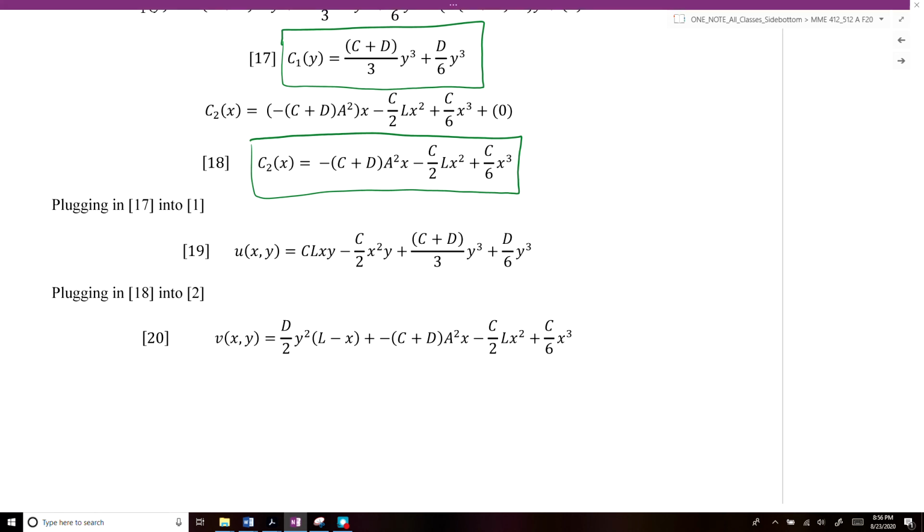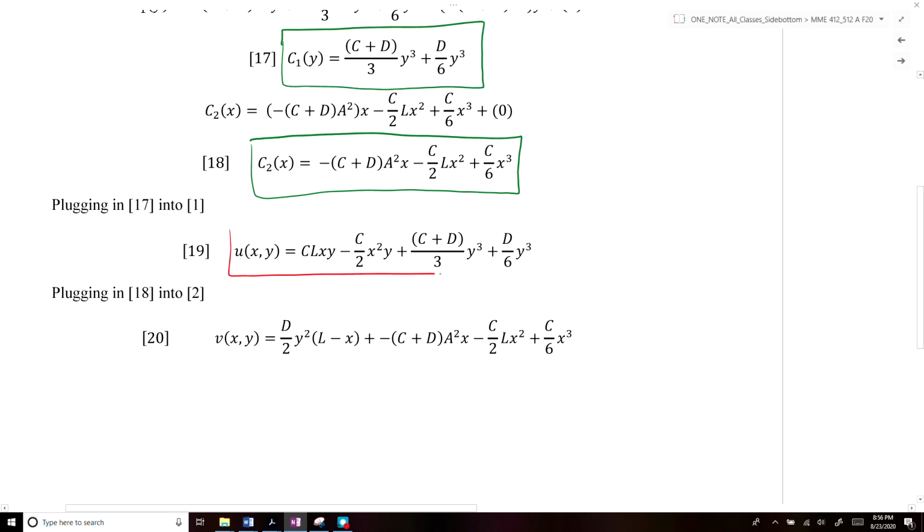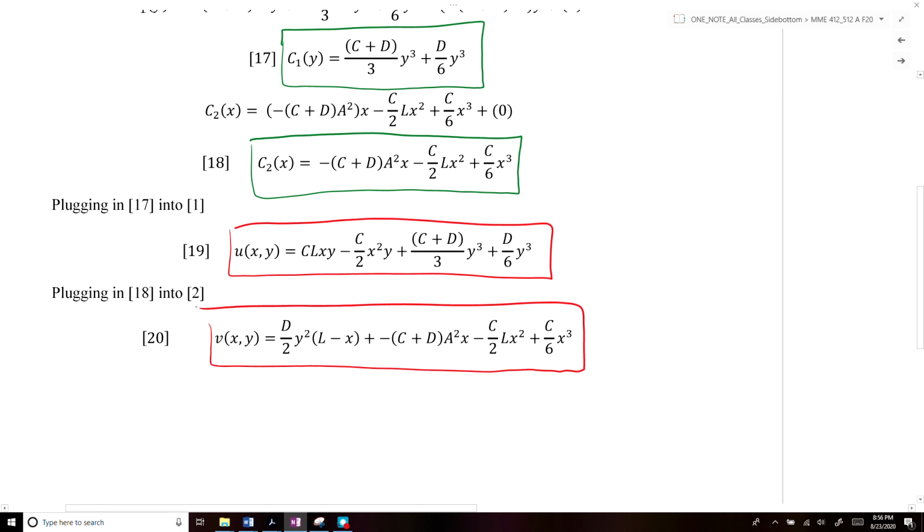Okay. So all the terms, I know there's a lot of what appear to be variables in these equations, but remember that C, L, D, and A are all known constants. So we only have two variables. X and Y are the only variables here. All right.